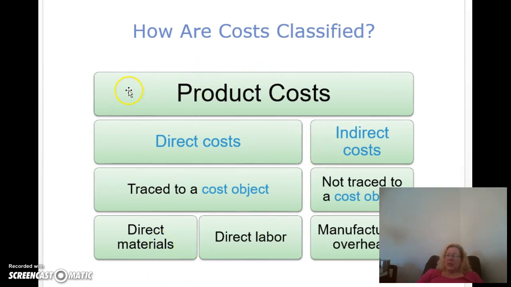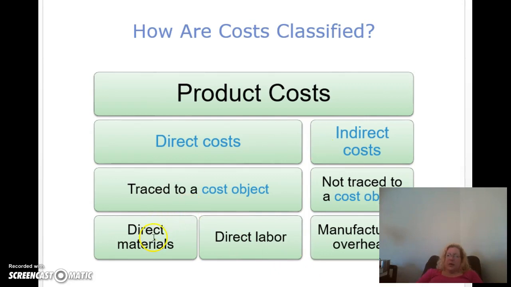Looking at the slide here, we have product cost across the top, and then at the bottom you have direct material, direct labor, and manufacturing overhead. So your direct costs are your materials and your labor. They can be directly traced to the product. Okay, and we say they are traced to a cost object. That could be the product, it could be a department, it could be a sales territory, or an activity. The simplest thing is the manufacturing. You have a product. You can see the material directly going into the product, and you can see the direct labor going into the product.